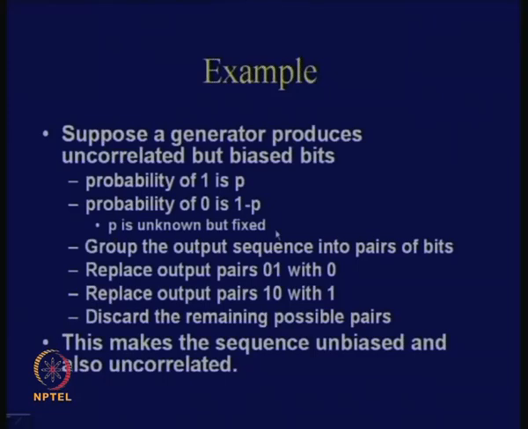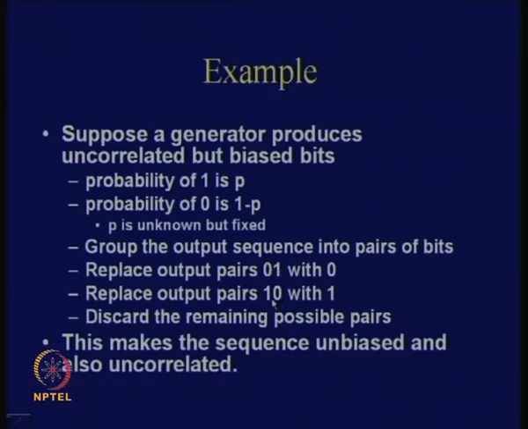So p is unknown but it is fixed. Suppose that I do not know the value of p, but p is fixed, that is the assumption. What you can do is group the output sequence into pairs of bits. Whenever the output is 0 1, you replace that with a 0, and when the output is 1 0, you replace that with a 1, and in the rest of the cases you discard those bits. So what is the probability of this event? It is p into 1 minus p, assuming that they are uncorrelated.